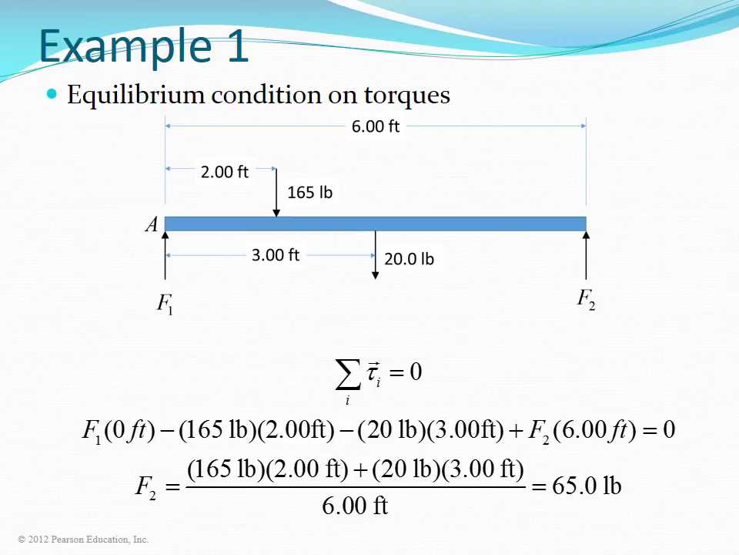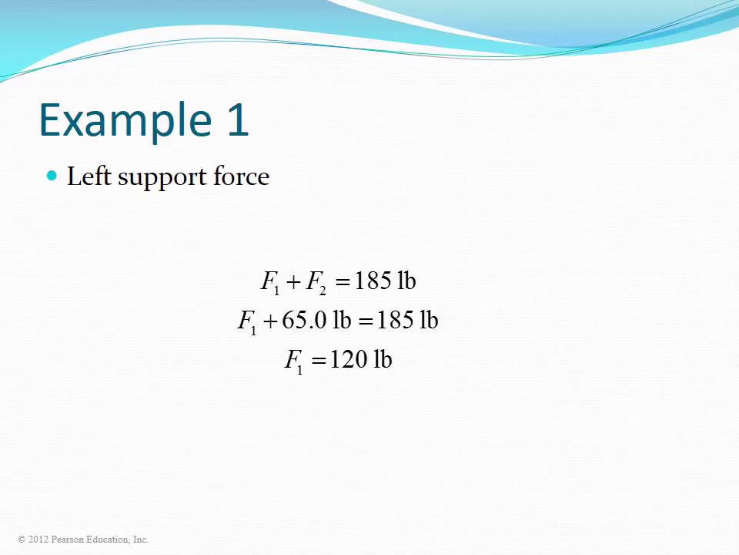The final force is the right support force, F2, and it provides a counterclockwise or positive torque. Since the left support force provides no torque, we can find the right support force, F2, as 65 pounds. Since we have a relation between the left and right support forces from the equilibrium condition of the forces, we can find the left support force at 120 pounds.